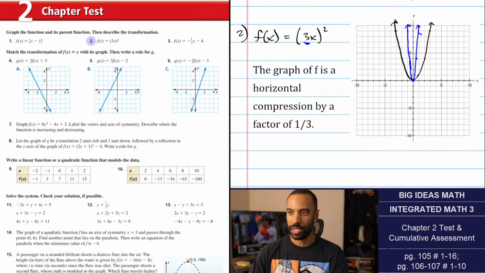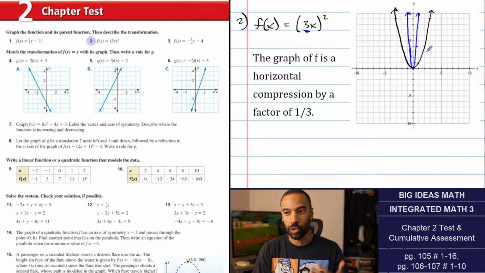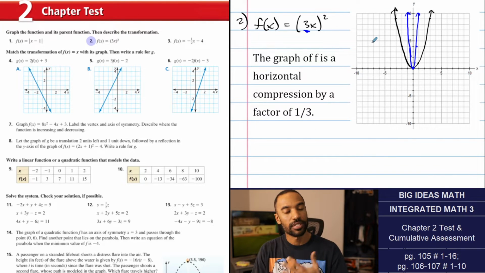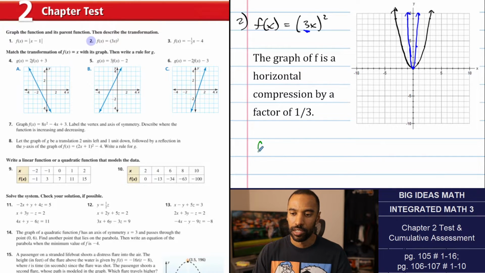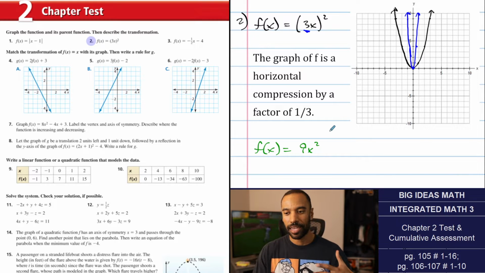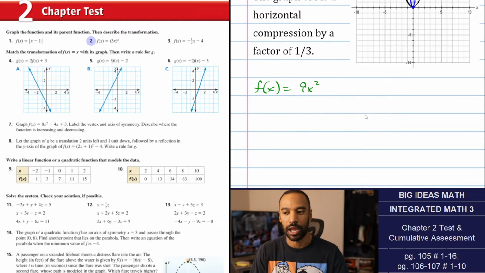Now, there's another way we can work out and talk about this number. This 3. We can square the 3. We can get it outside of its parentheses. 3 squared is 9, so we could rewrite this as f of x equals 9x squared. Now 9 is no longer inside the parentheses, no longer part of the function, so it's no longer a horizontal component, it's now a vertical component.